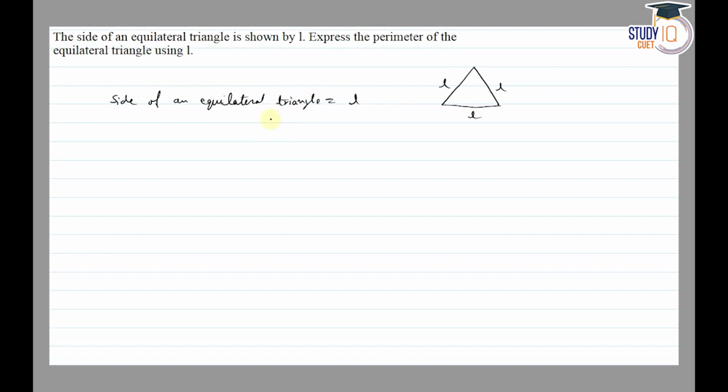So perimeter हो जाएगा हमारा, perimeter is equal to sum of all sides. So हो जाएगा हमारे पास L plus L plus L is equal to 3L. Express the perimeter of the equilateral triangle using L. So perimeter हो जाएगा हमारे पास 3L.